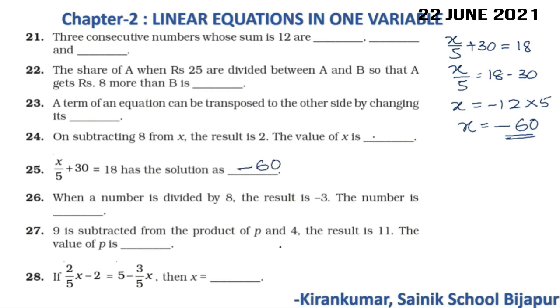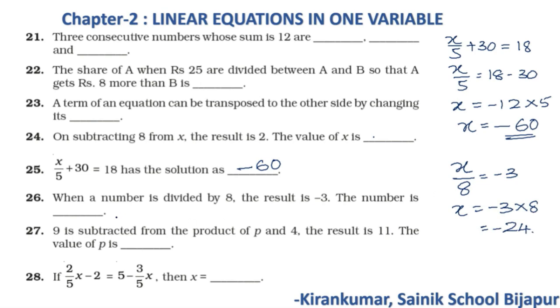Question 26. When a number is divided by 8, the result is negative 3, then the number is, if I consider the number to be x, x upon 8 is negative 3. Therefore, the value of x will be negative 3 times 8, which is negative 24.